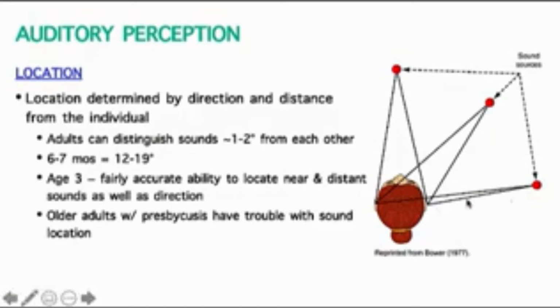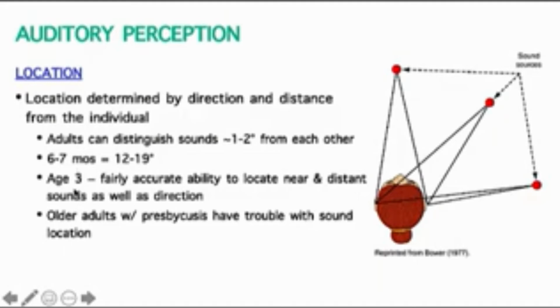If we look at these lines and we move from this location to 1 to 2 degrees away, they're able to distinguish that those sounds are coming from 2 different locations. Around 6 to 7 months, that distance discrimination is 12 to 19 degrees, so not as acute in little babies.